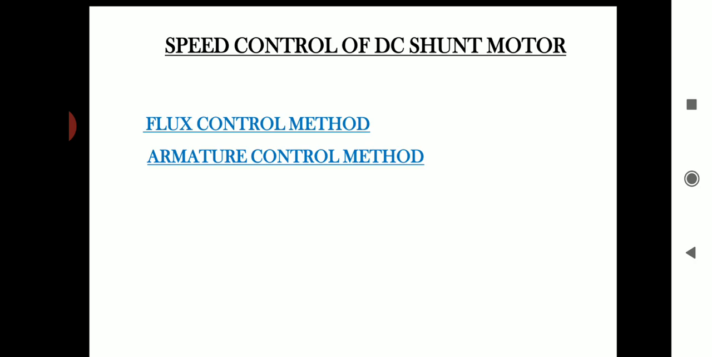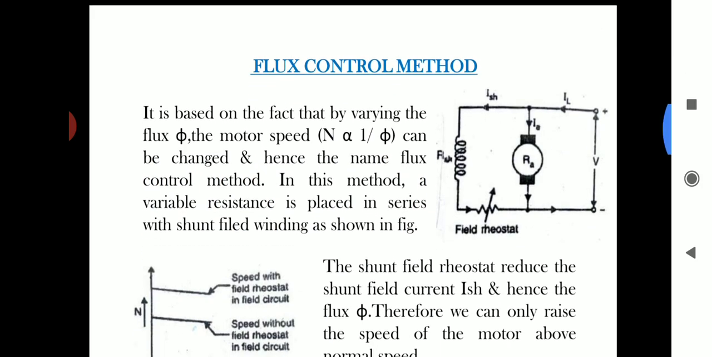For DC shunt motor, we'll see how the speed control takes place. There are two ways by which we control the speed of the DC shunt motor. First is the flux control method and other is the armature control method. We'll see these methods one by one. So first one, flux control method.